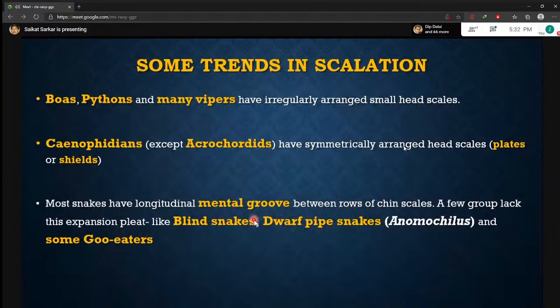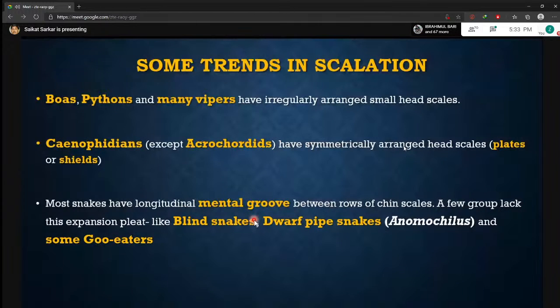Now, though there are variations, there are some trends also. More or less, you can find they are maintaining this trend. Say boas, pythons, many vipers have irregularly arranged small head scales. This is 99% true for all the boas, pythons, and many vipers, of course. And cenopedians. Now, what is this cenopedian?